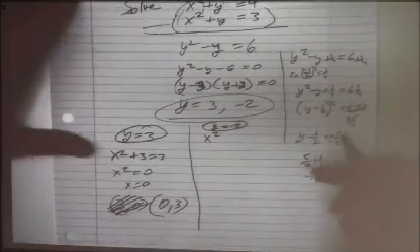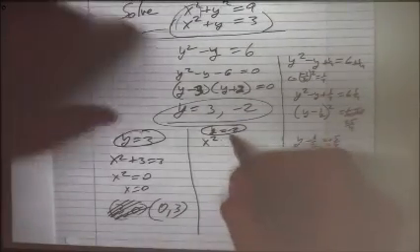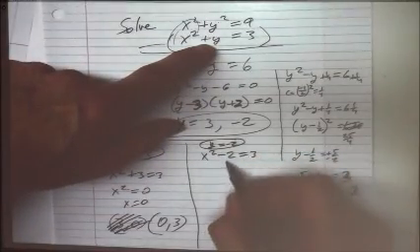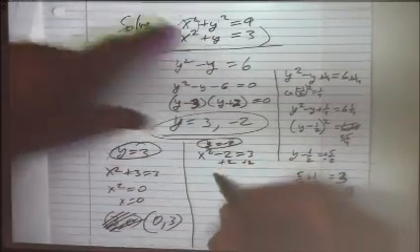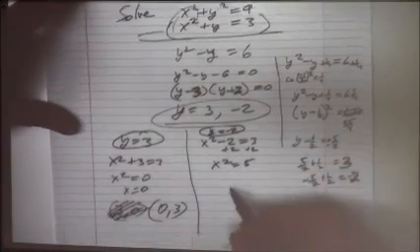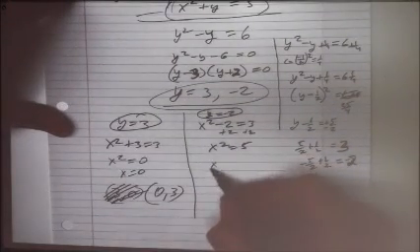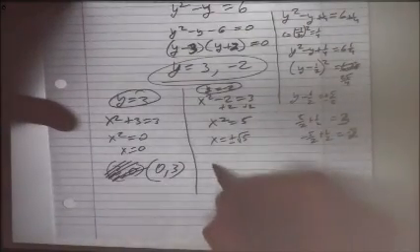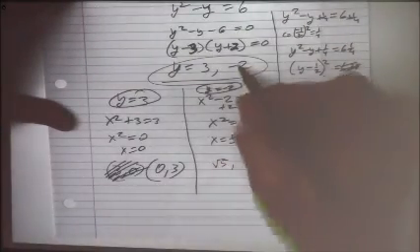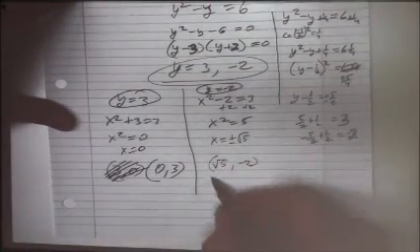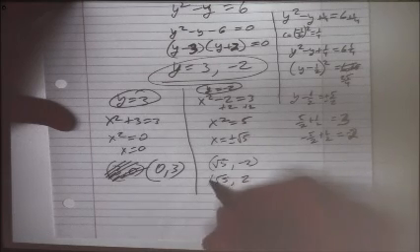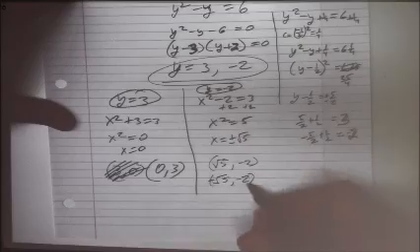Okay, now we got it. Here, y is -2. I'm going to put it into here: x squared minus 2 is equal to 3. Add the 2's: x squared is equal to 5. Take the square root, so x is equal to plus or minus the square root of 5. So now I have the square root of 5 and -2, and I have the negative square root of 5 and negative 2.